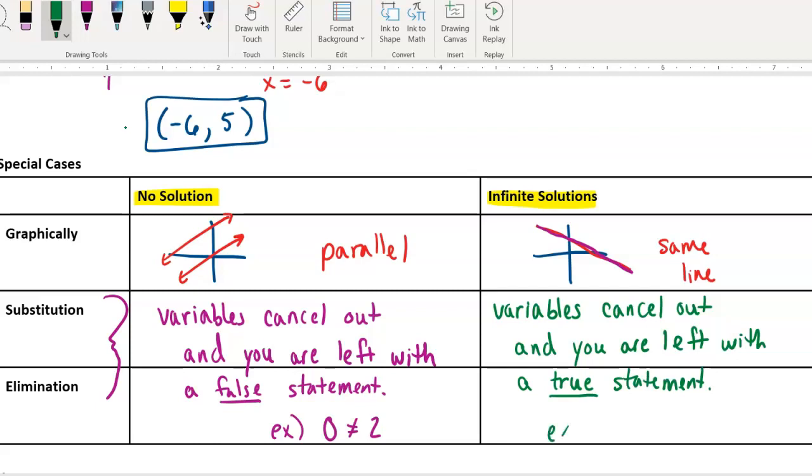So what does that look like if the variables were to cancel out and you're left with a true statement? That'd be like if you got 0 on the left and 0 on the right. So we have a true statement. 0 does equal 0, so then that means that if you were to graph them, they'd be the same line. So there'd be infinite solutions.